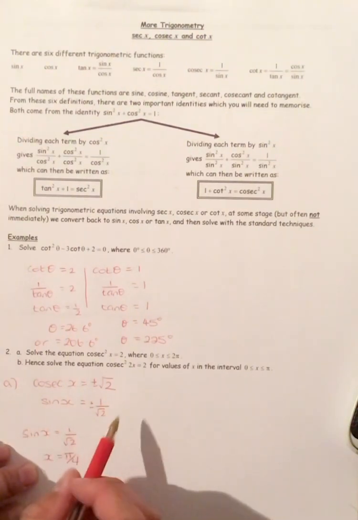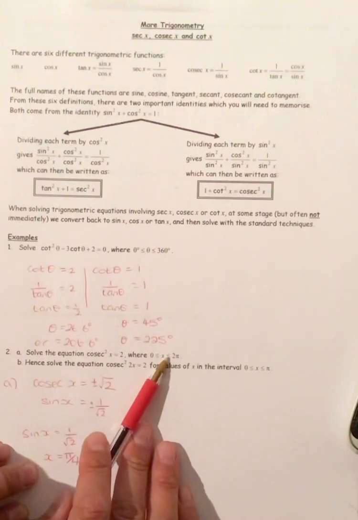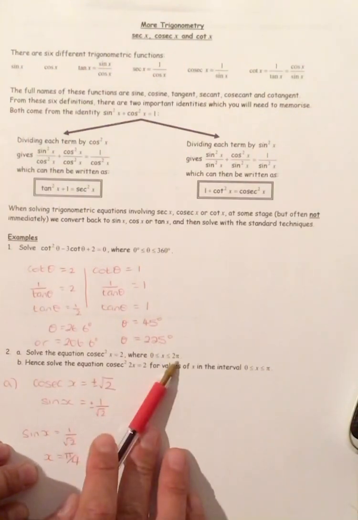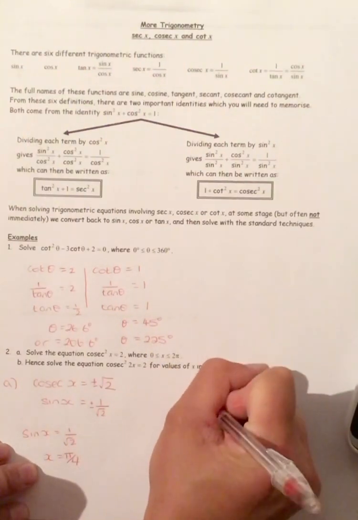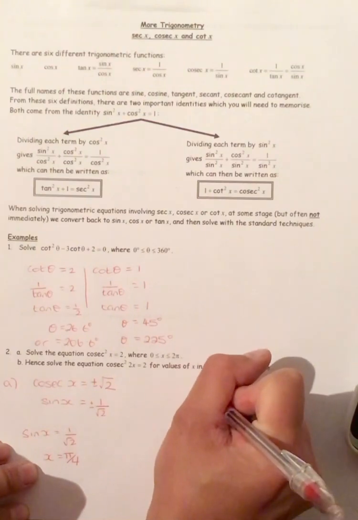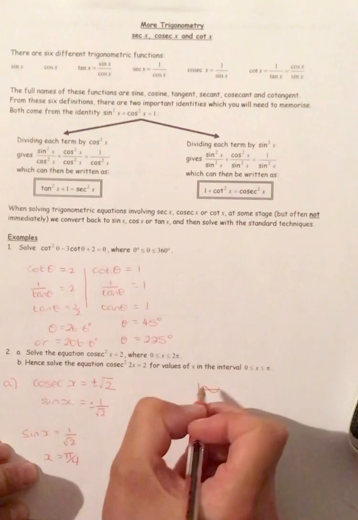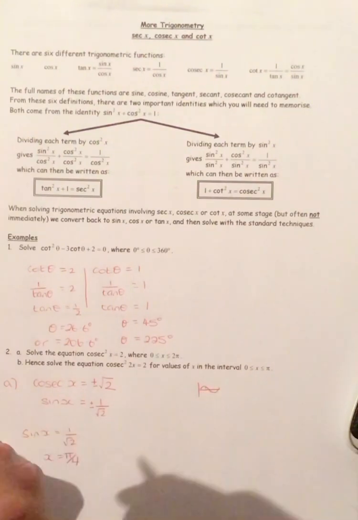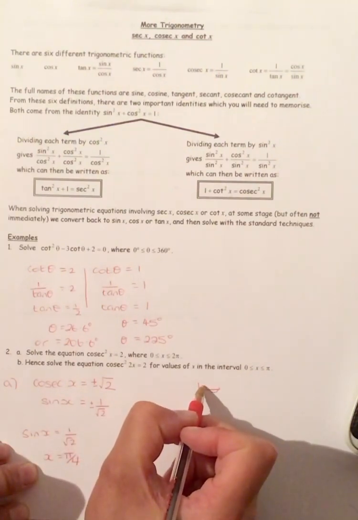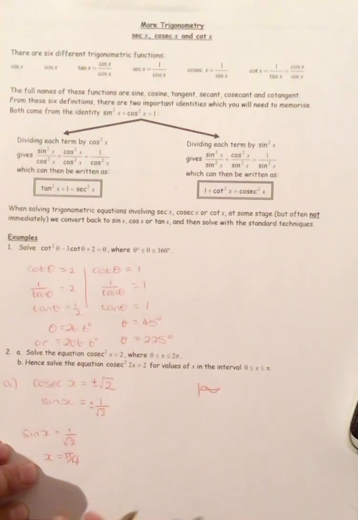And then don't forget to consider all our possible solutions. So we're working between 0 and 2 pi. So for sine, if we've got pi over 4, we will also have pi over 4 on from pi over 2, or back from pi, which gives us 3 pi over 4.